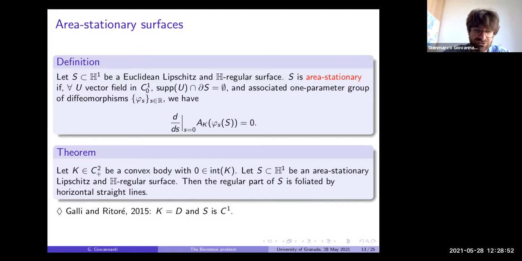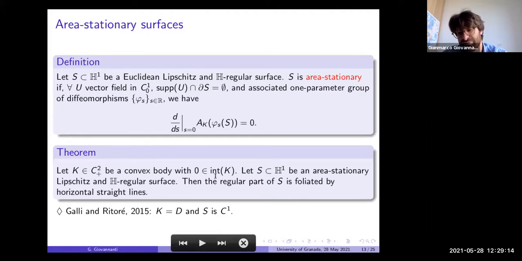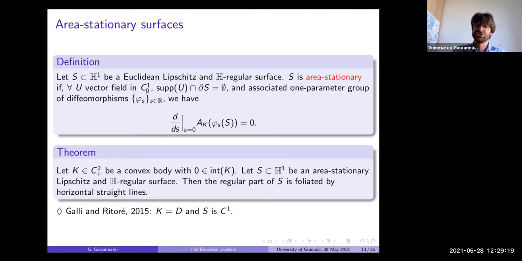Then, with this notion, if we have our convex body K that is C2 plus and 0 belongs to the interior of K, if S is area stationary, then the regular part of S, also with Lipschitz regularity and H regular, is foliated by horizontal straight lines. So we have our surface, and if it is area stationary, we have the surface foliated by straight lines.